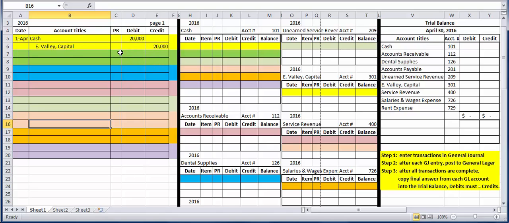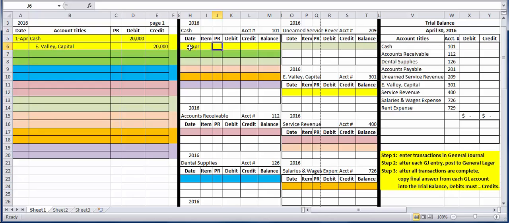And now we want to post, which in accounting is fancy for copy. We want to copy this information into the general ledger. The general ledger is like a little mini checking account for every account that you have. It keeps track of all of the activity for an account and updates the balance as you go. So the first one we want to copy is cash. We're going to put in the date again, April 1st. The item column is kind of like a ghost town right now, so we're just going to bypass it.